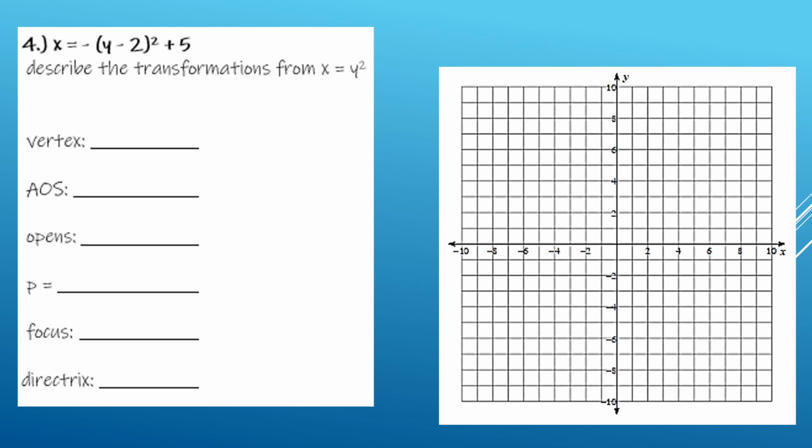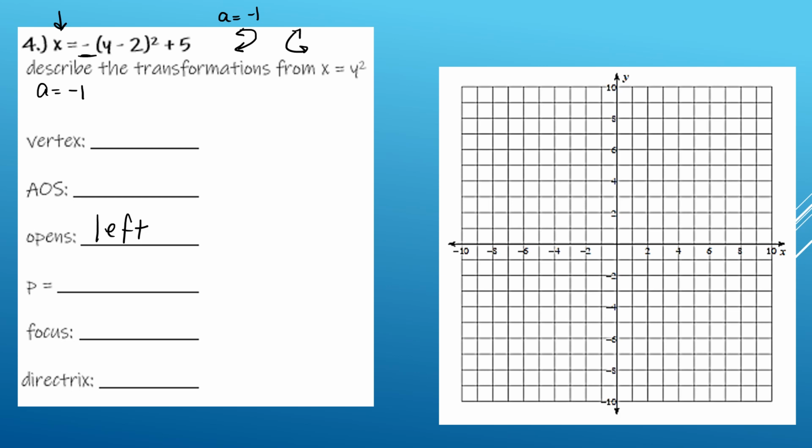So last example, x equals negative times the quantity of y minus 2 squared plus 5. This definitely sits on its side. It is in fact horizontal because it is an x equals. Since my a value is -1, I need to flip my graph to face the other direction. So this one is going to open to the left.